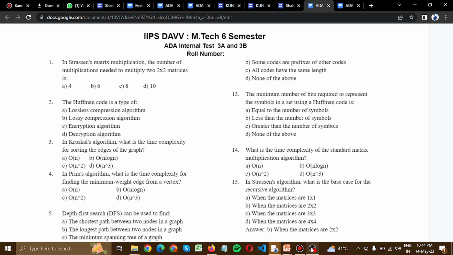This algorithm involves computing six products of pairs of 2 into 2 matrices and then adding and subtracting these products to obtain the final matrix product. The number of multiplications needed to multiply two 2 into 2 matrices is 6. So the correct answer is option B, that is 6.